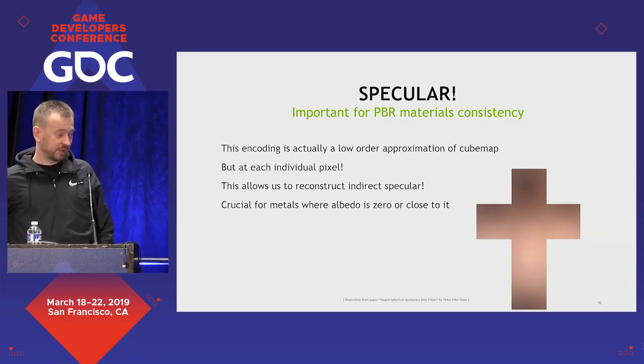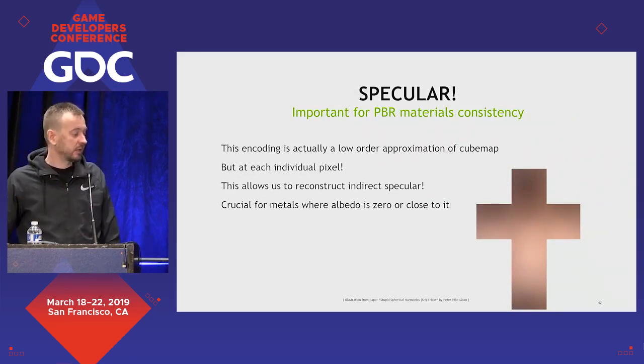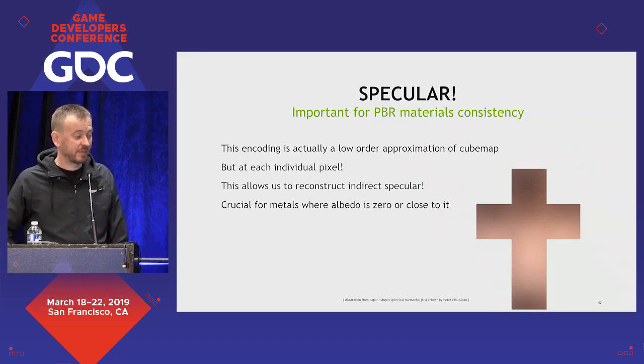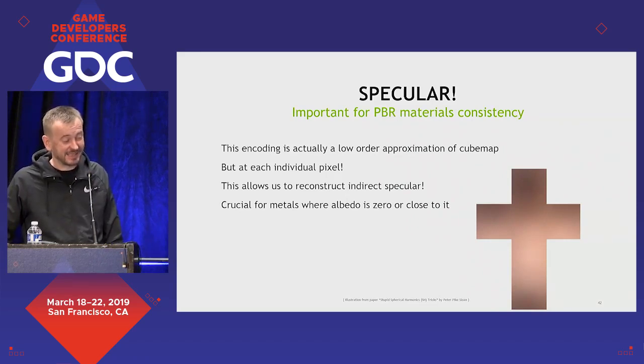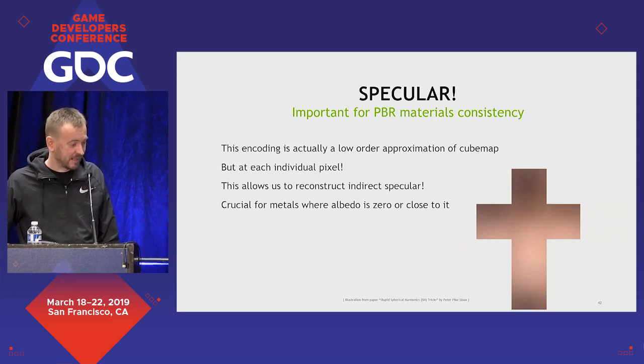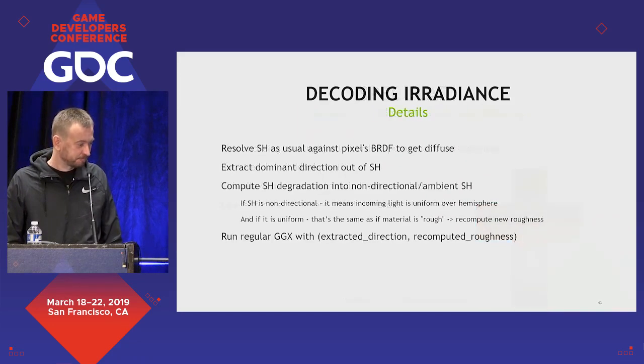But the really nice property of such encoding is that it is actually a low-order approximation of a cube map at each individual pixel. So we can compute indirect specular, and specular is a really important component for any PBR pipeline and materials, especially for metals where albedo is 0.